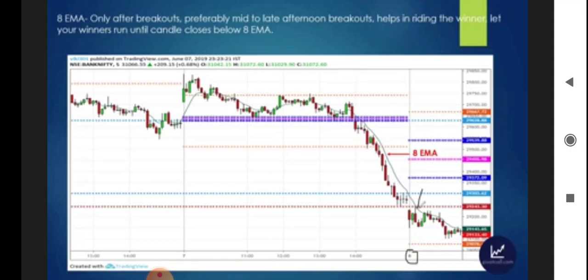You can see that every time it came near the 8 EMA, it got rejected. That means every time 8 EMA was respected. No candles could close above the 8 EMA. Right? So that is why 8 EMA is very powerful.